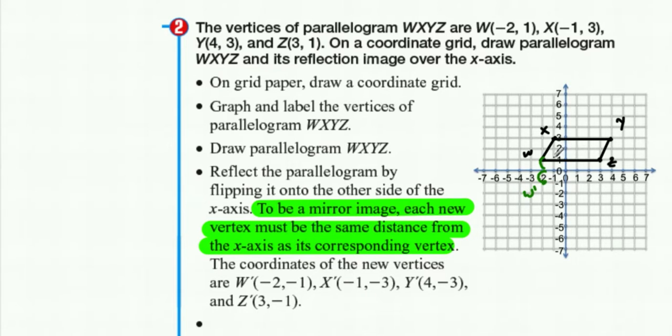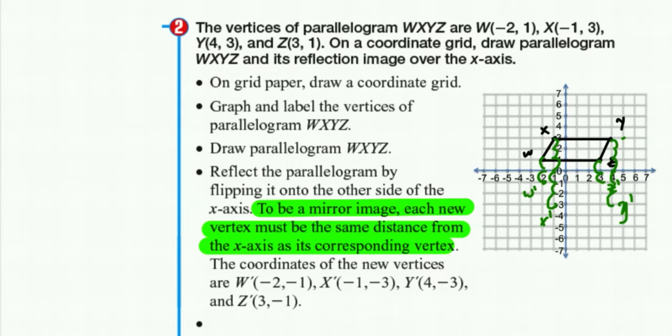And look at point X. Point X is 3 units up from the x-axis. That means if you reflect it over the x-axis, it will also be 3 units down. So this is point X prime. And just like Z is 1 unit up, Z prime would also be 1 unit down, and Y is 3 units up, so it should be 3 units down as well. So 1, 2, 3 for Y prime.